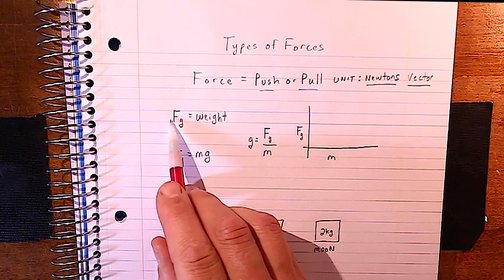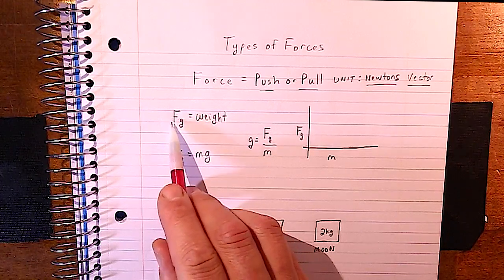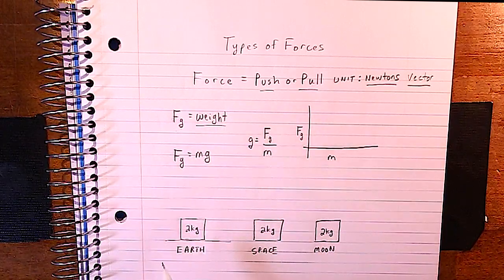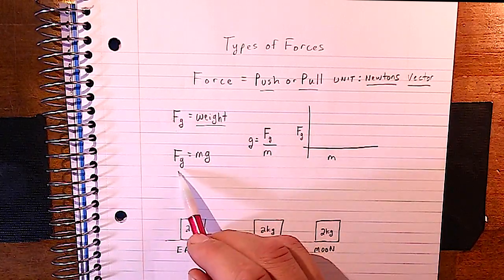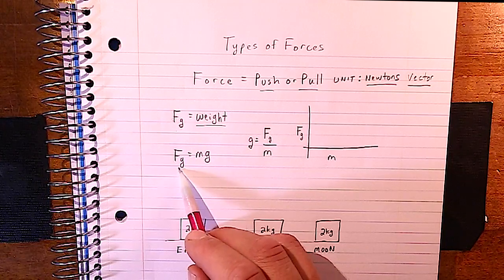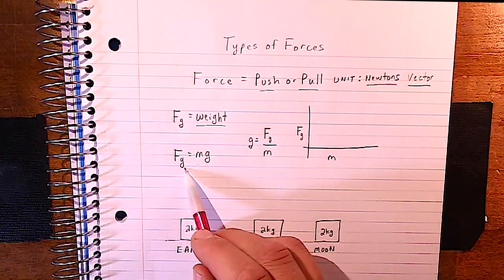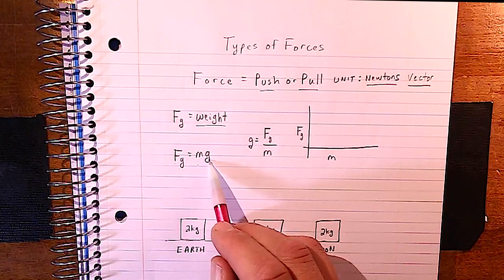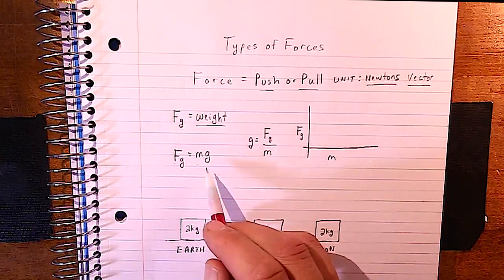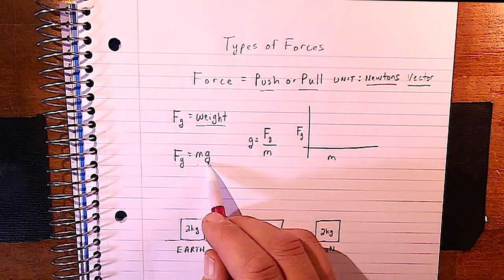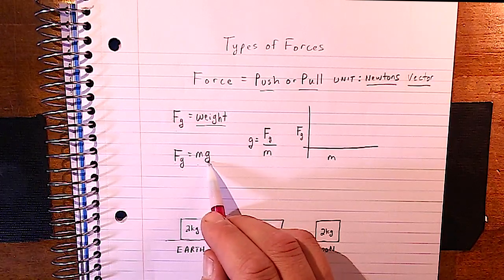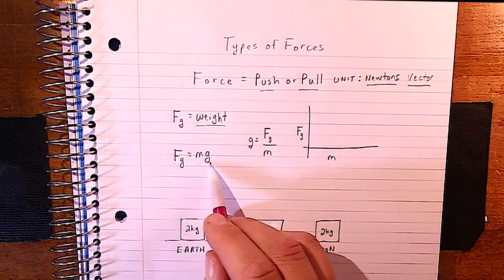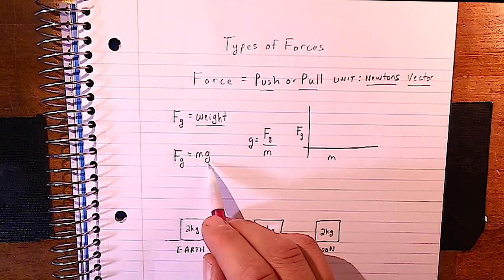But think about what the force of gravity is. That's the pull down on an object. So that is its weight. I like to use the formula written this way: Fg = mg. The force of gravity, the weight, is equal to the mass times gravity. Now, remember that this is not the force of gravity. This is the acceleration due to gravity. So this is the force of gravity. This is the acceleration due to gravity.